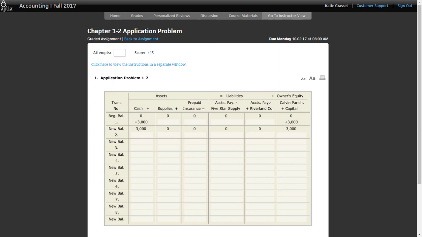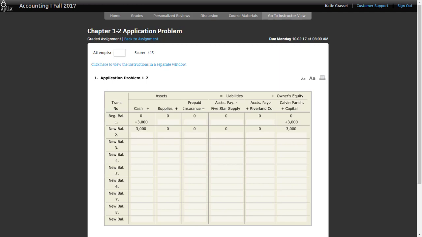reads, paid cash for insurance, $1,600. So we are on transaction number 2. So we go on this line right here, transaction 2, going all the way across. On the transaction lines, you will always have just 2 accounts affected. So I'm going to pay cash for insurance.